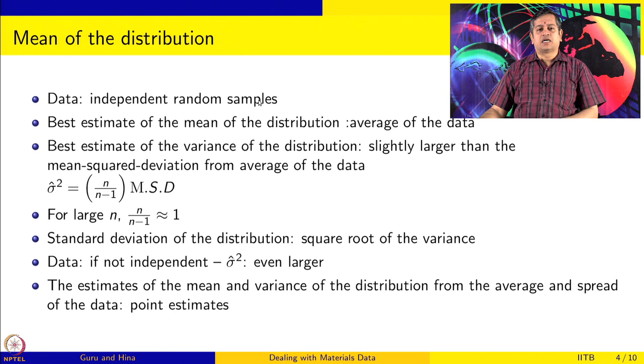But if this assumption of data being independent is not true, then the variance that you will get will be even larger than what you estimate from this formula. The estimates of the mean and variance of the distribution from the average and spread of the data, we call point estimates, because we are just calculating one number. For example, we calculate the average of the data and we say that this is the best estimate for the mean of the distribution. We calculate the MSD, from which we can calculate the variance, and we say that is the best estimate for the variance of the distribution. These kinds of estimates are point estimates, but sometimes we are also interested in giving interval estimates, which we will also discuss in this session as we go along.